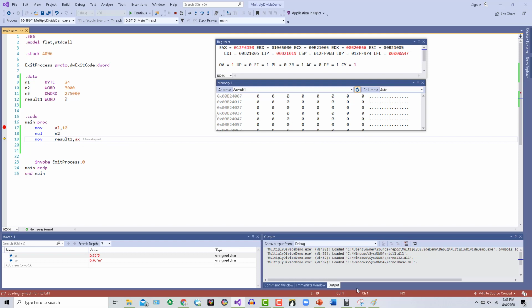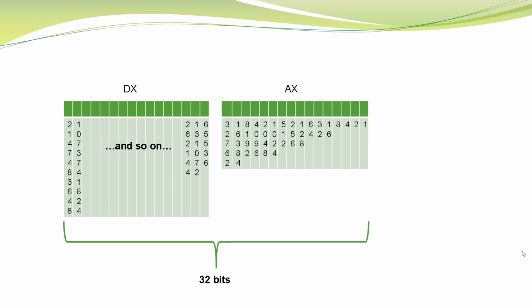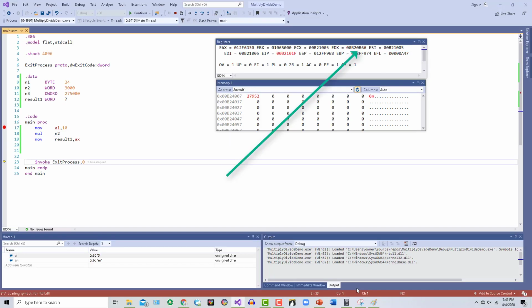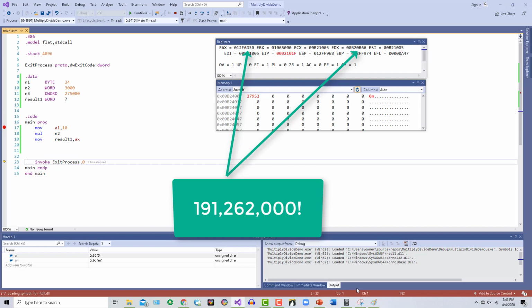And that means the result is stored in the DX and AX combination of registers like this. Oh man, when I look at DX, it's got 0B66 hex, and AX has 6D30 hex, which combine to equal, well, let's see, 191,262,000. Not what we expected.